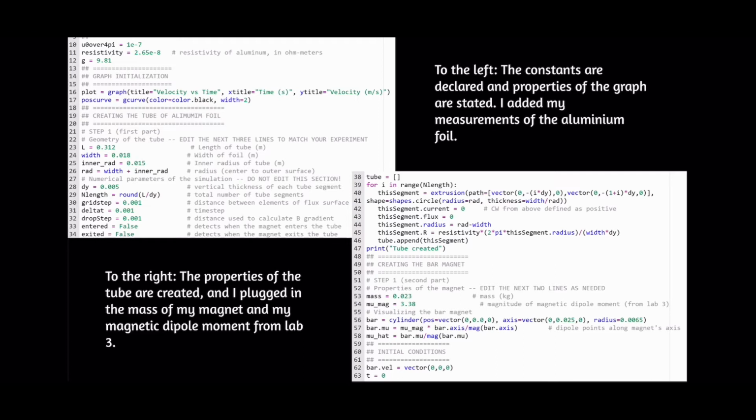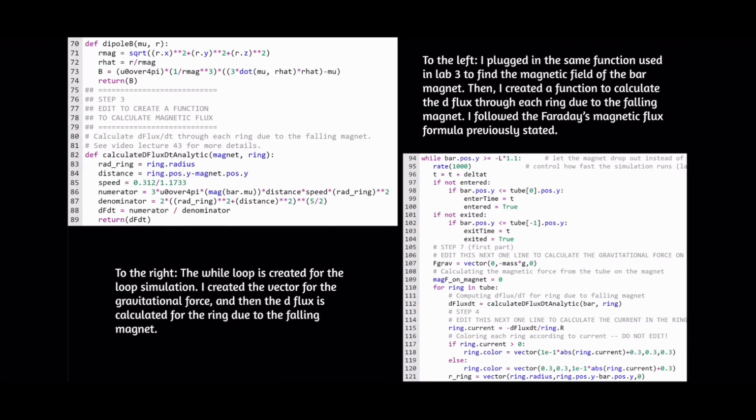To the right, the properties of the tube are created and I plugged in the mass of my magnet and the magnetic dipole moment from Lab 3. To the left, I plugged in the same function used in Lab 3 to find the magnetic field of the bar magnet. Then I created a function to calculate the d-flux through each ring due to the falling magnet. I followed the Faraday's law magnetic flux formula previously stated.